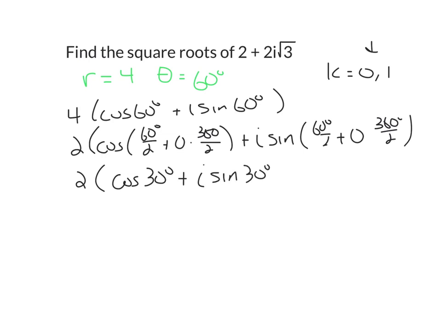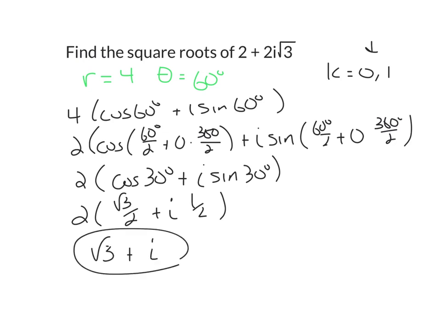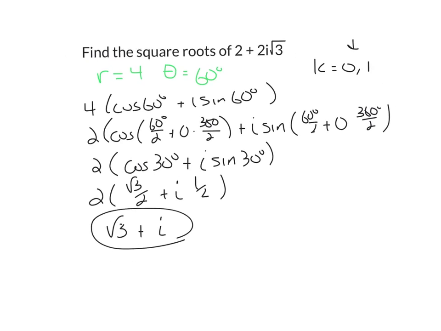And those are numbers that we know. Cosine 30 is square root of 3 over 2. Sine 30 is a half. So that means one of the square roots is square root of 3 plus i. That's one of them.